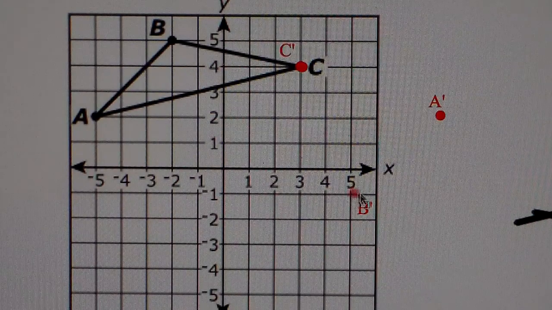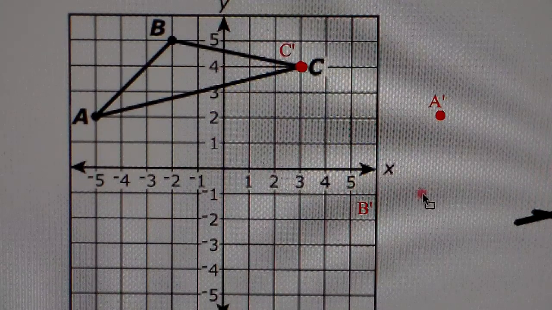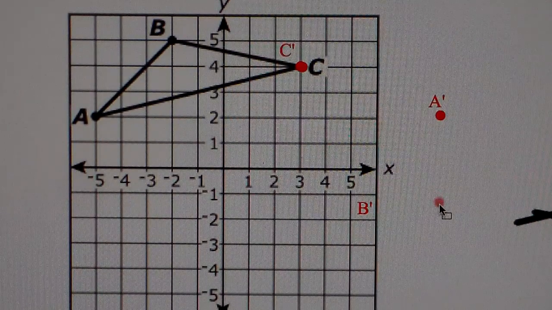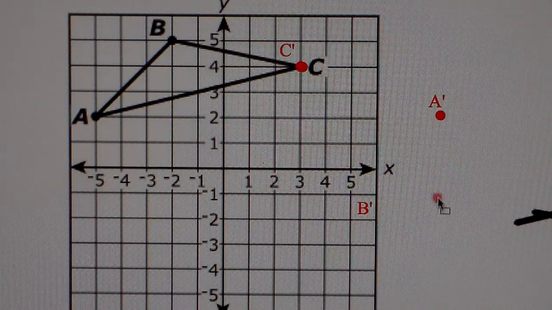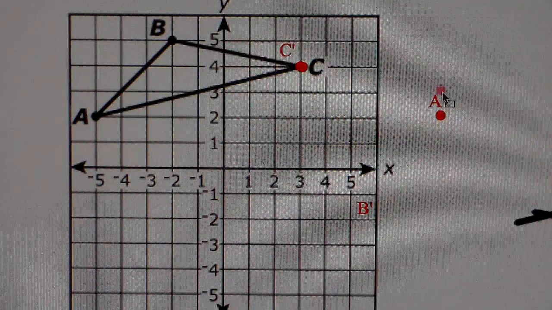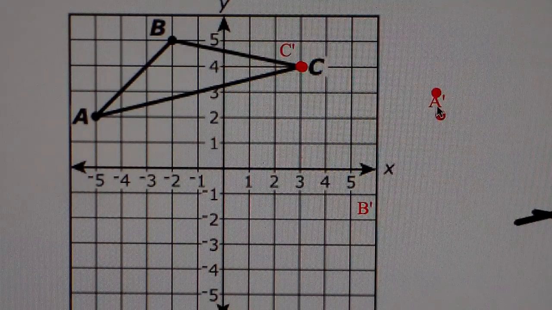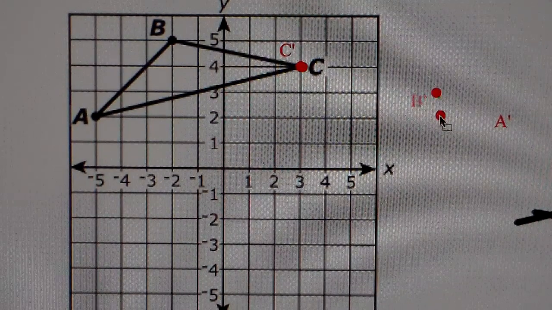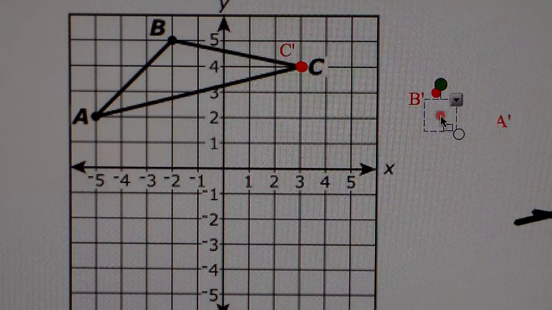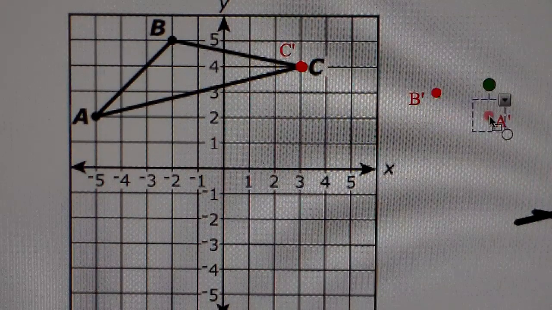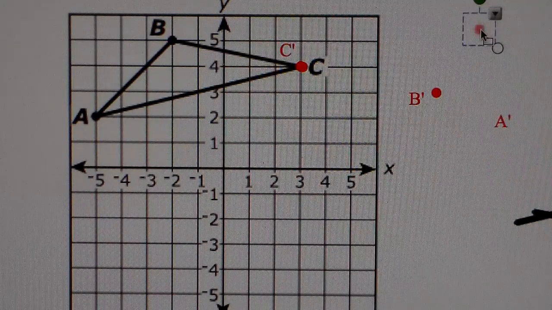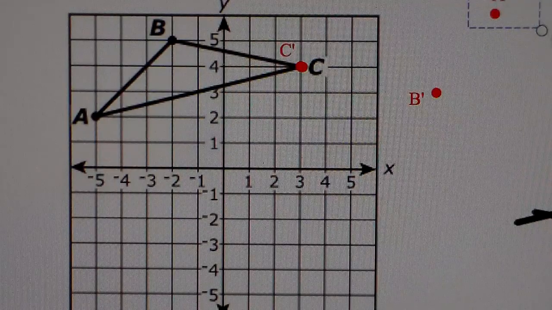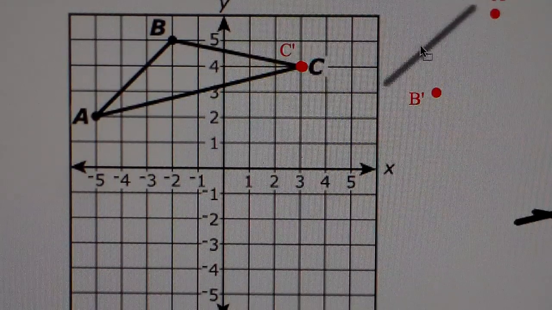B also has to do the same thing: to the right 3, 1, 2, 3, and then up 4, 1, 2, 3, 4. That's the new location of B prime up there. And A has to go to the right 3, 1, 2, 3, and up 1, 2, 3, 4. Of course there's no grid right there, so it's a little bit tougher to see, but I think you're getting the idea.